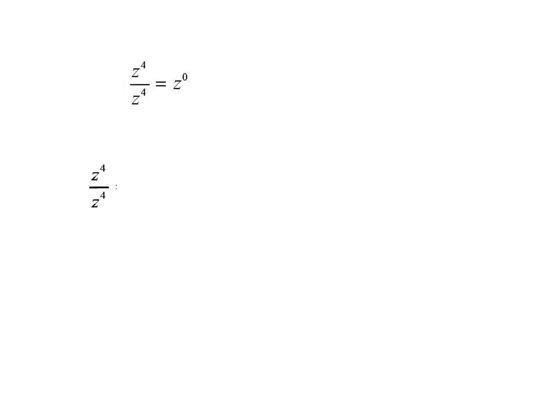Let's write out z to the 4th over z to the 4th in full. And then we'll do some canceling. Everything has canceled out. So what that means we have as an answer is 1. Therefore, anything to the 0 power equals 1, because the 0 means that all the things canceled out.